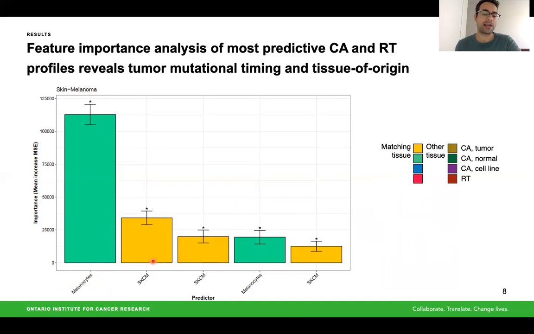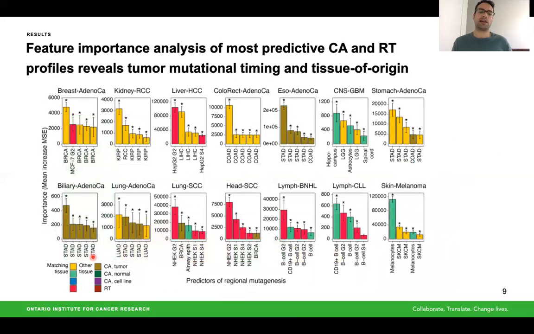And what this implies is that the mutations in melanoma tend to occur earlier within tumor evolution because they're most associated with a normal cell's epigenome. And then we can extend this analysis to 14 cancer types within our study that actually had chromatin accessibility or replication timing tracks from similar tissues.